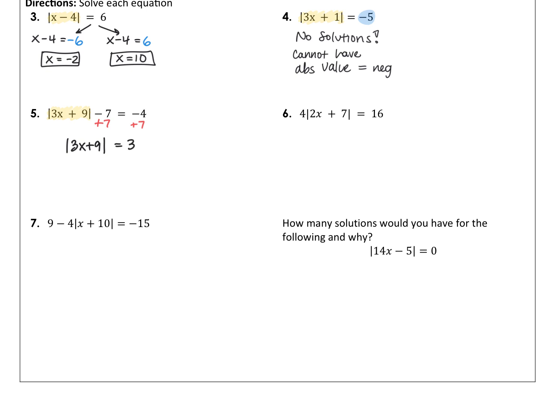Now you look at your absolute value. It's 3. What two numbers have an absolute value of 3? Well, that would be negative 3 and positive 3. So you split that into two cases: 3x plus 9 equals negative 3, and 3x plus 9 equals positive 3. Okay, and we solve both of those. With the one on the left first, I'd subtract 9. That would give me negative 12. And if I divide by 3, I have negative 4.